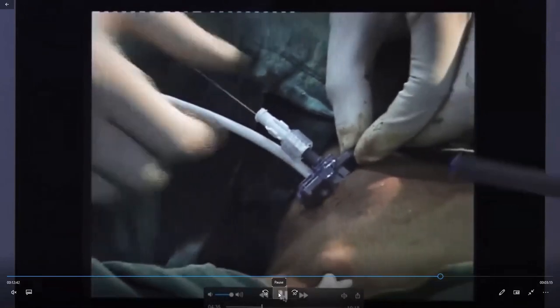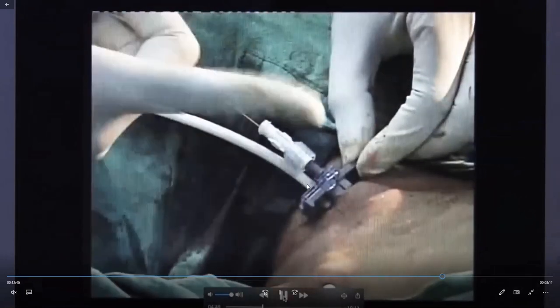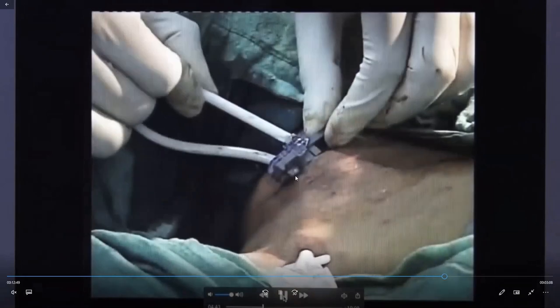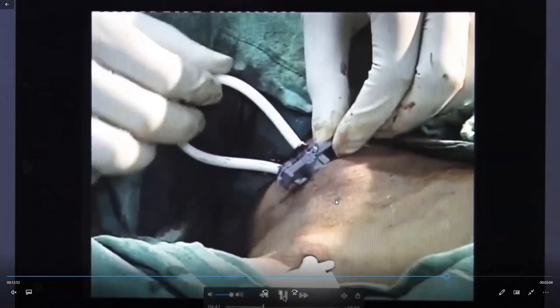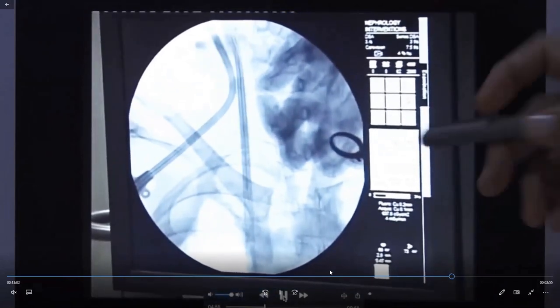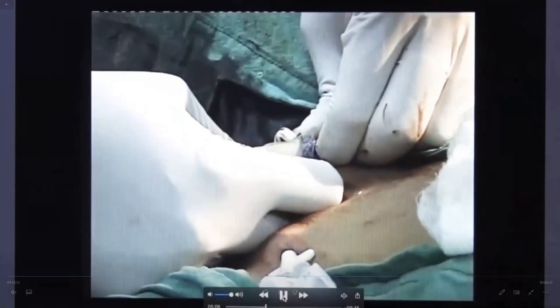Now the peel apart sheath is also inside. We'll take out the dilator and the wire along with it. And into the peel apart sheath, we put in the catheter. The same process we do for CAPD catheter also. There is a peel apart sheath, and through that the catheter is put inside. And once you are putting in the catheter, you check the position on the fluoroscope. And now you have to peel it apart with both your fingers, pull it apart and press downwards.